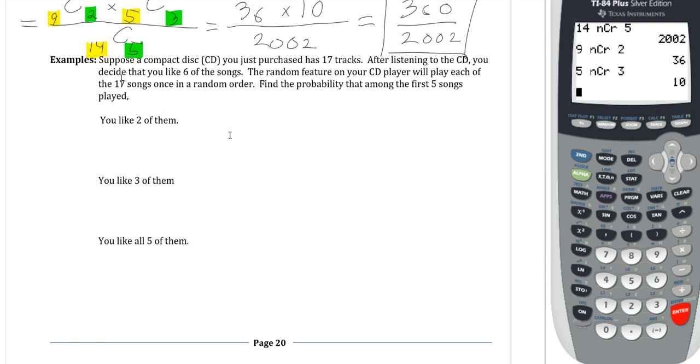Now remember, if we did this directly, we would have to consider all the different ways I could have 2 songs out of 5 that I like. Instead, we could do this with combinations. Overall, there are 17 songs, and I'm playing 5 of them. So on the denominator of my overall fraction, I'm going to have 17 choose 5. On top, I'm going to have 2 combinations. I'm going to have how many that I like and how many that I dislike.